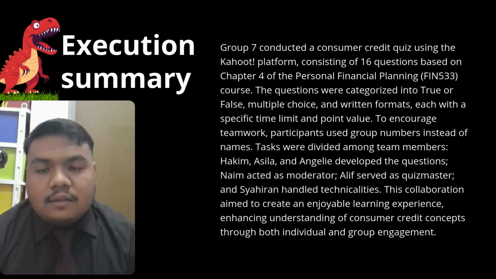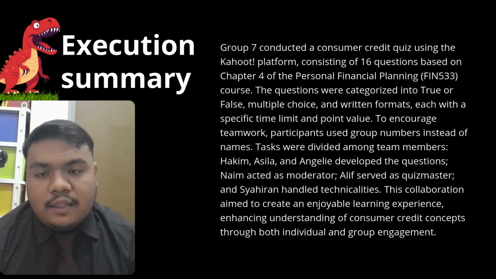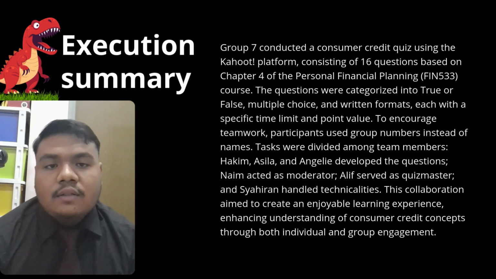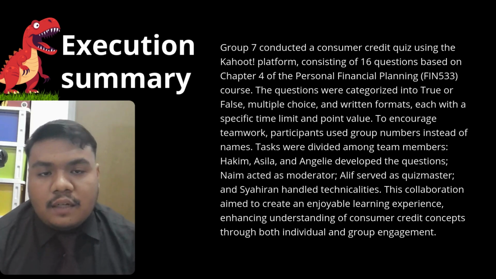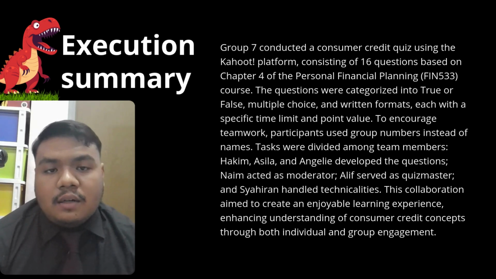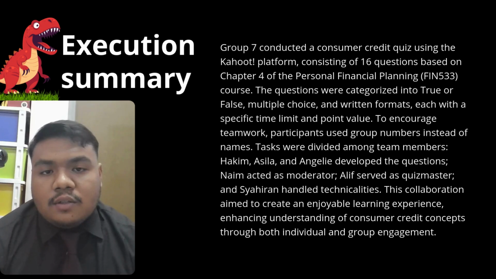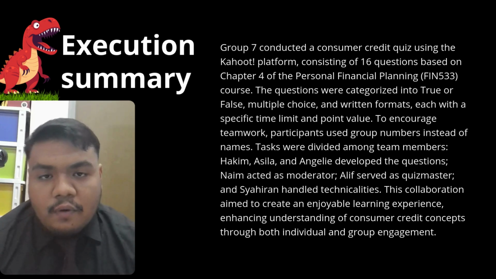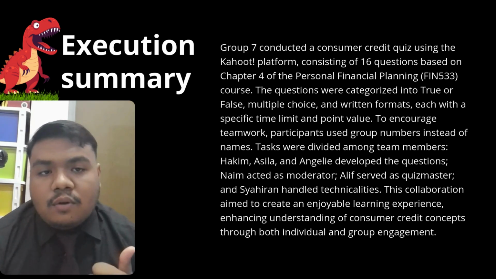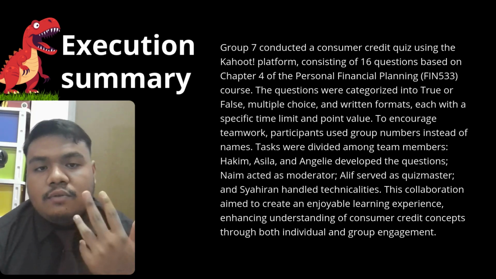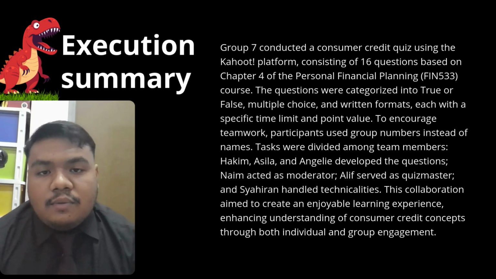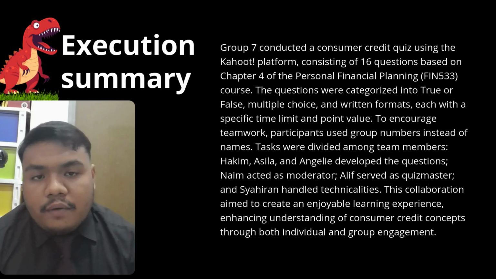Next, we continue with the execution summary. Group 7 conducted a consumer credit quiz using the Kahoot platform, consisting of 16 questions based on Chapter 4 of the Personal Financial Planning course. The questions were categorized into 3 formats, which are true or false, multiple choice, and written format, each with a specific time limit and point value.